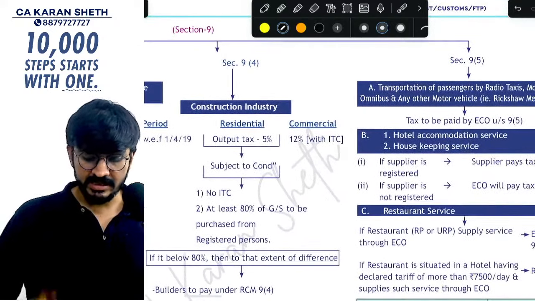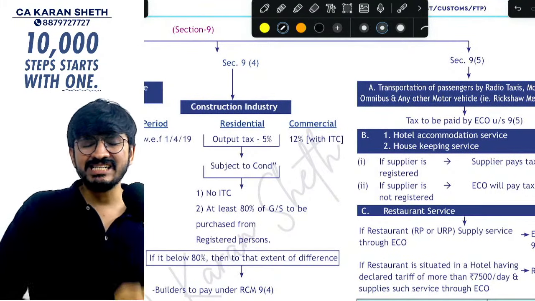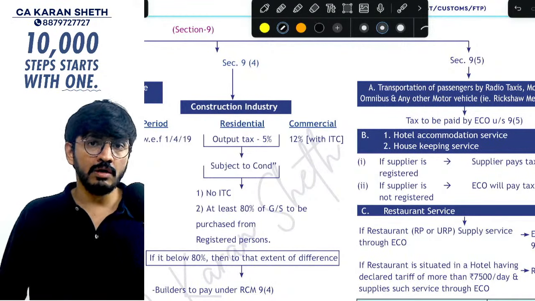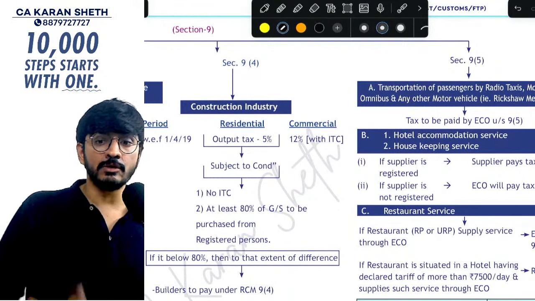Next, my dear friends, 9 subsection 4. Something that people generally tend to ignore, or possibly the reason they ignore it is because they don't understand it.